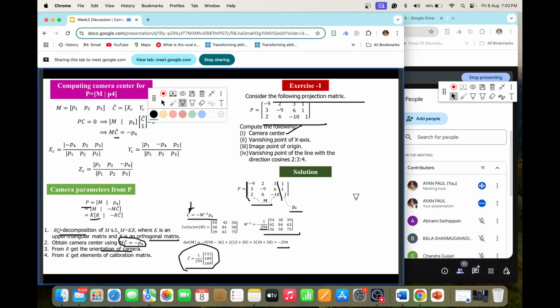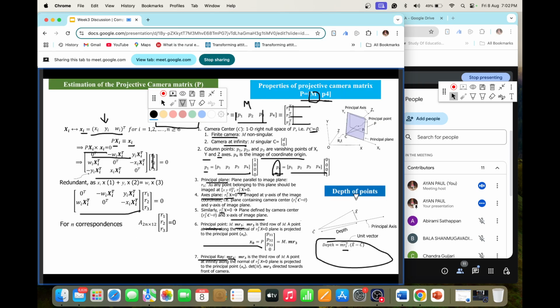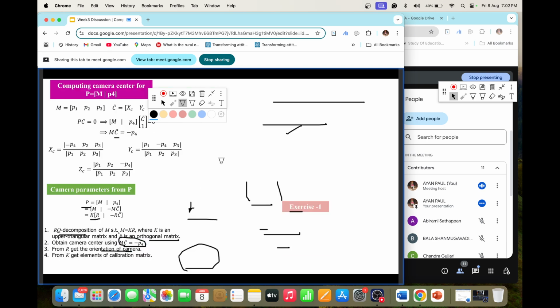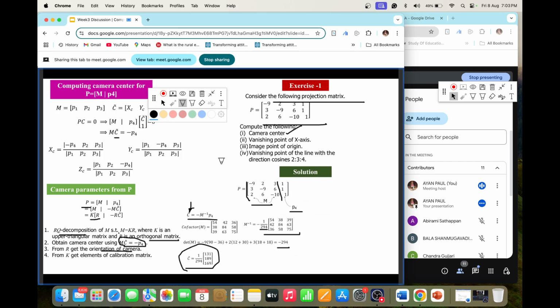Now next thing, that is the vanishing point of x. We have seen the vanishing point of x in the previous discussion. What is the vanishing point of x? It is nothing but our p1. So that means just p1 we can write. So what is p1? P1 is nothing but this, minus 9 3 2. So minus 9 3 2 is our vanishing point of the x-axis. Similarly, the vanishing point of our y-axis will be 2 minus 9 comma 6.